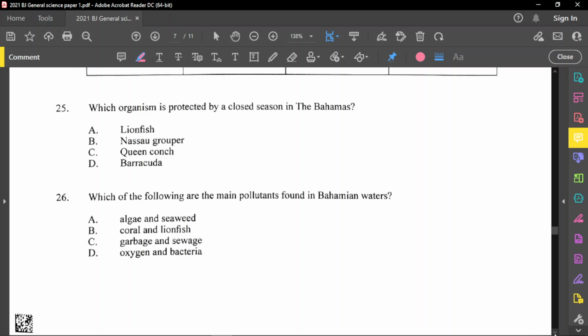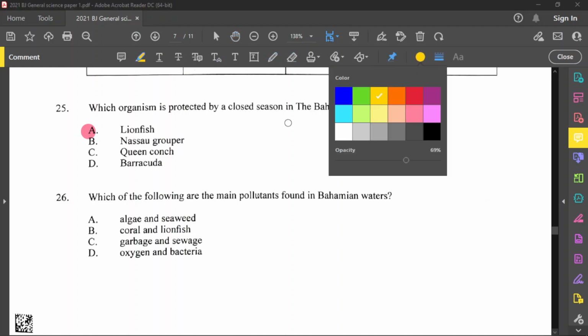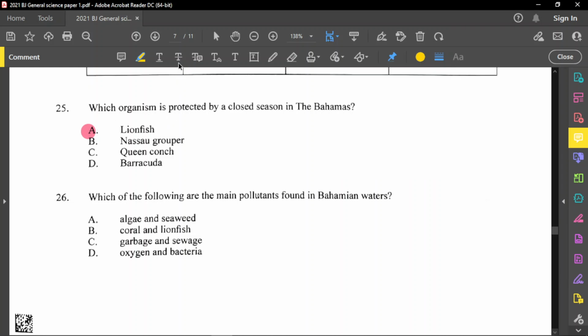Question number 25 says, which organism is protected by a closed season in the Bahamas? And so we have the lionfish. The lionfish is what they call an invasive species. That's not protected. As a matter of fact, the government would love for you to kill them out. If you eat lionfish more frequently, it will be better for the ocean, because they're promoting people to eat the lionfish.